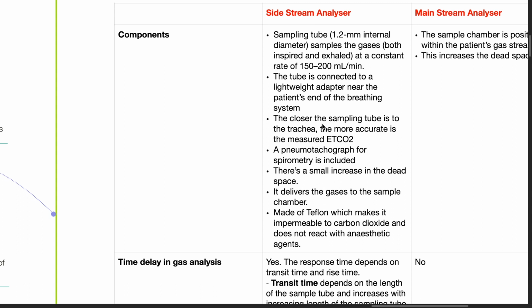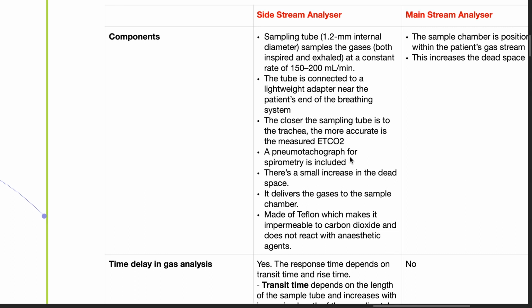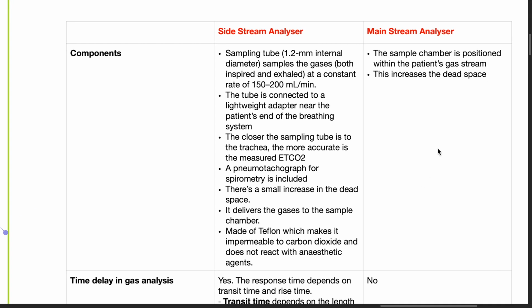The closer the sampling tube is to the trachea, the more accurate is the measured EtCO2. A pneumotachograph for spirometry is included. There is a small increase in the dead space. It delivers the gases to the sample chamber, and it is made of Teflon, which makes it impermeable to carbon dioxide and does not react with anesthetic agents. In a mainstream analyzer, on the other hand, the sample chamber is positioned within the patient's gas stream, and this increases the dead space, as shown in this diagram.